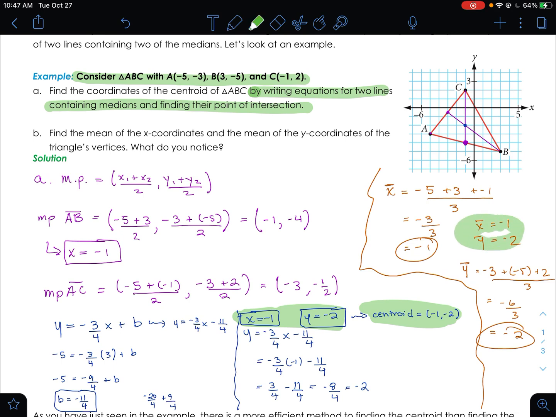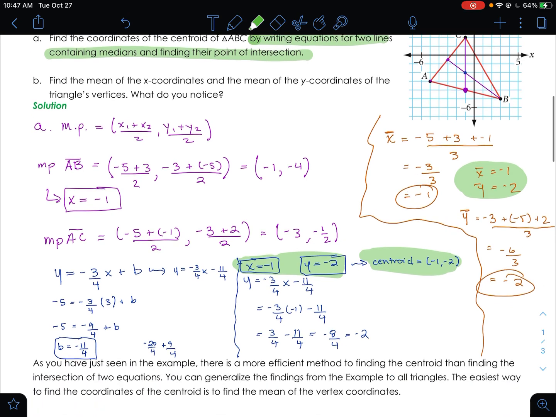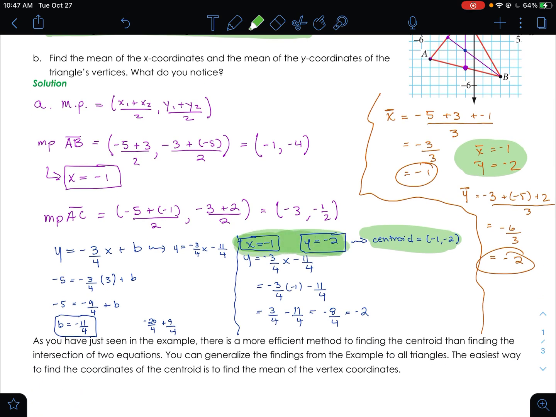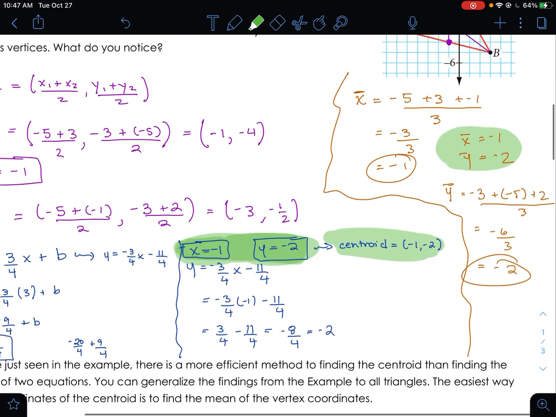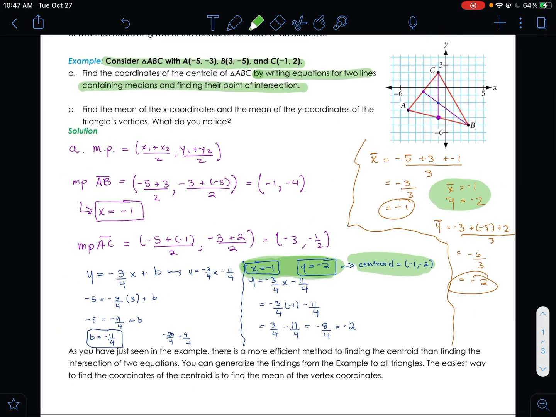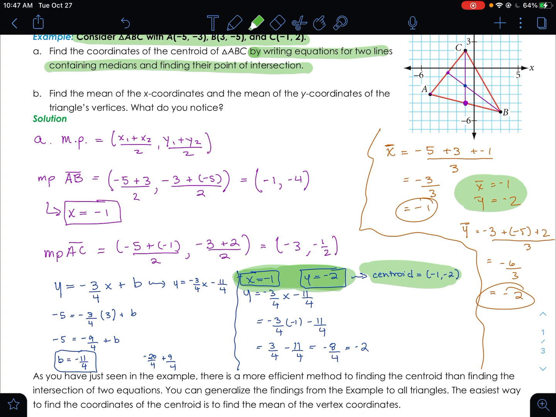What do you notice about the averages there? Negative 1, negative 2, negative 1, negative 2. So what we actually see is that if we know the coordinates of our triangle's vertices, then we can quickly find our centroid by finding the average of our x values and our y values of our coordinates.